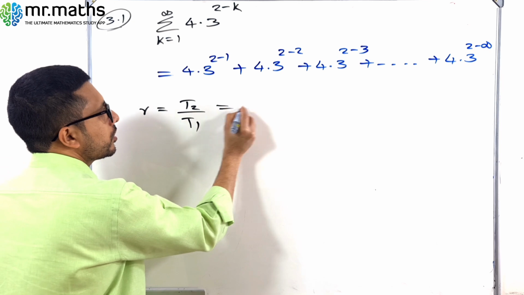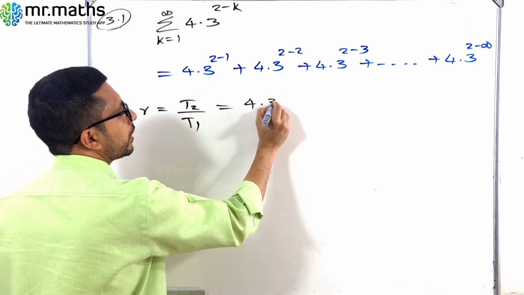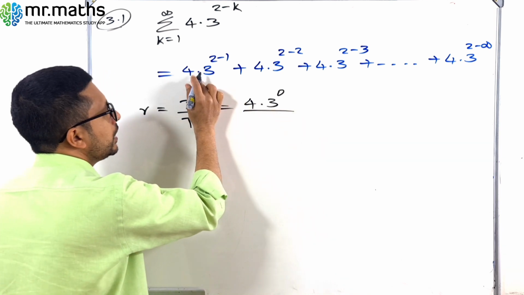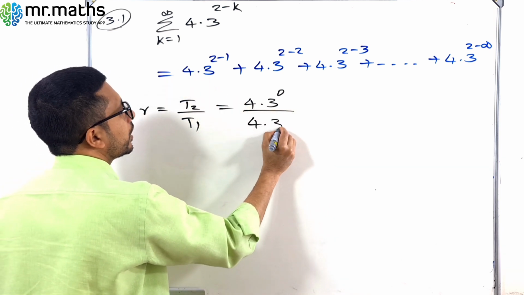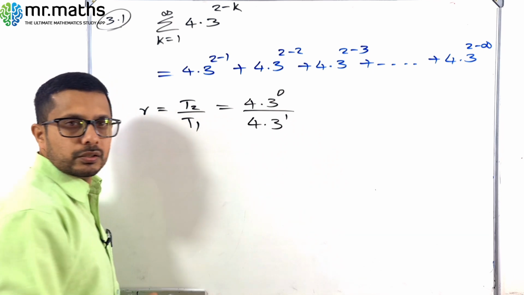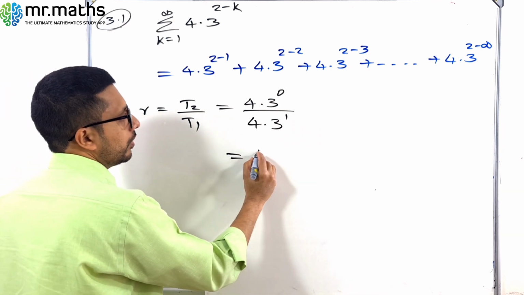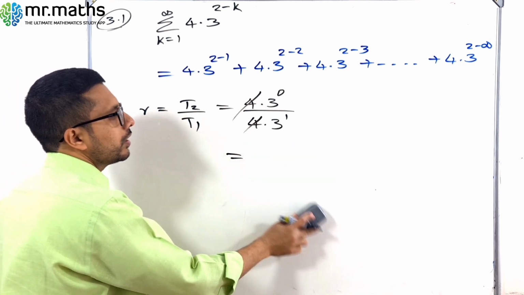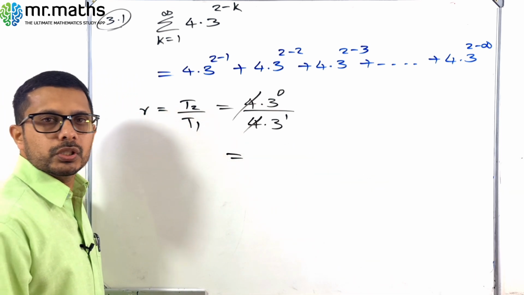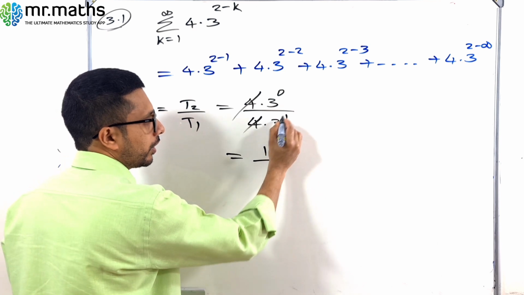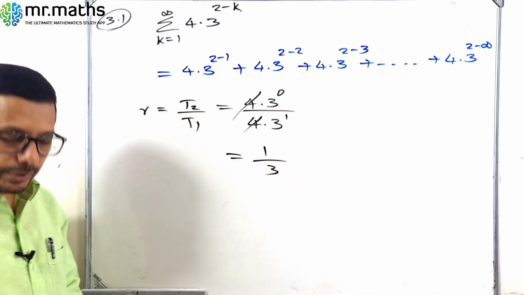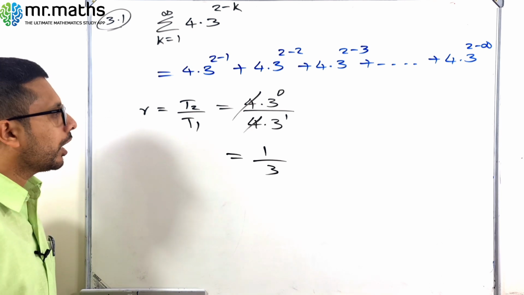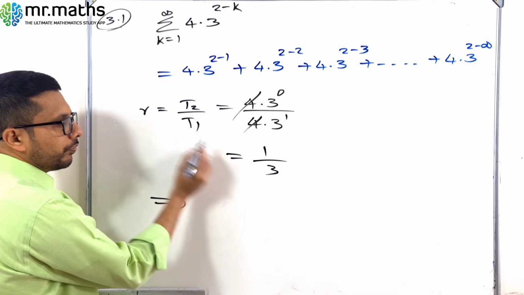Am I right? So what is T2 here? 4 into 3 raised to 2 minus 2, which is 0, divided by T1, which is 4 into 3 raised to 2 minus 1, which is 1. Here the 4 and 4 cancel. Am I right? So what is 3 raised to 0? Any number raised to 0 is 1. Divided by 3 raised to 1, which is 3. So what is the common ratio, guys? Common ratio is 1 over 3. Now it implies that the value of r is 1 over 3.